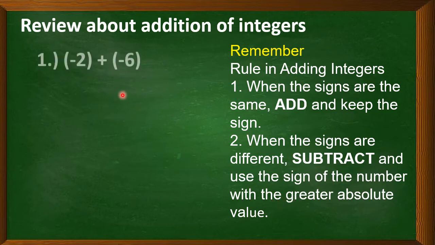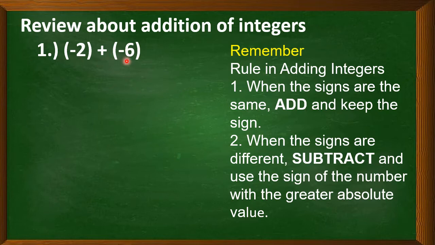Now let's begin with number 1. Negative 2 plus negative 6. Same signs, so add and copy the common sign. So the common sign is negative. That is why we have negative 8.